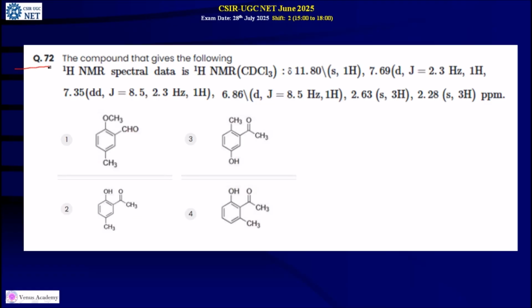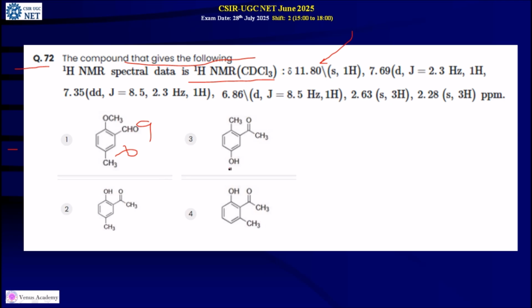Next, question number 72. The compound that gives the following NMR spectra. Proton NMR spectral data is proton NMR in CDCl3. It is going to give delta 11.80 singlet. So what can we expect? Yes, if it is an aldehyde, it should be around 9 only. So this is not the compound.